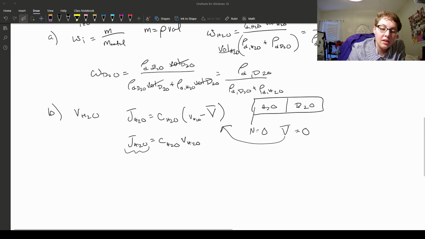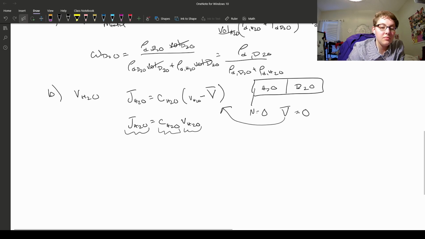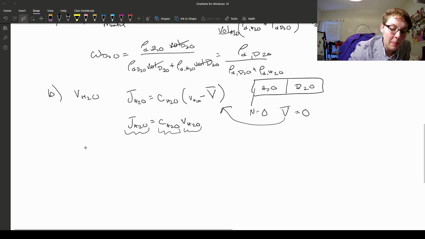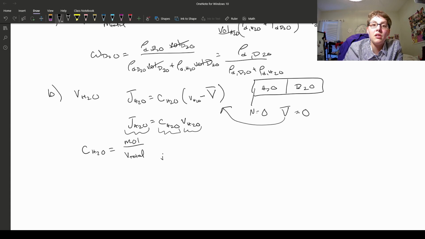was given, and now we will be finding both the mole concentration and the velocity of, and we will use that to find the velocity of the component. So we'll find the mole concentration really quick. The mole concentration is equal to moles over total volume, similar to how we were redefining mass concentration.